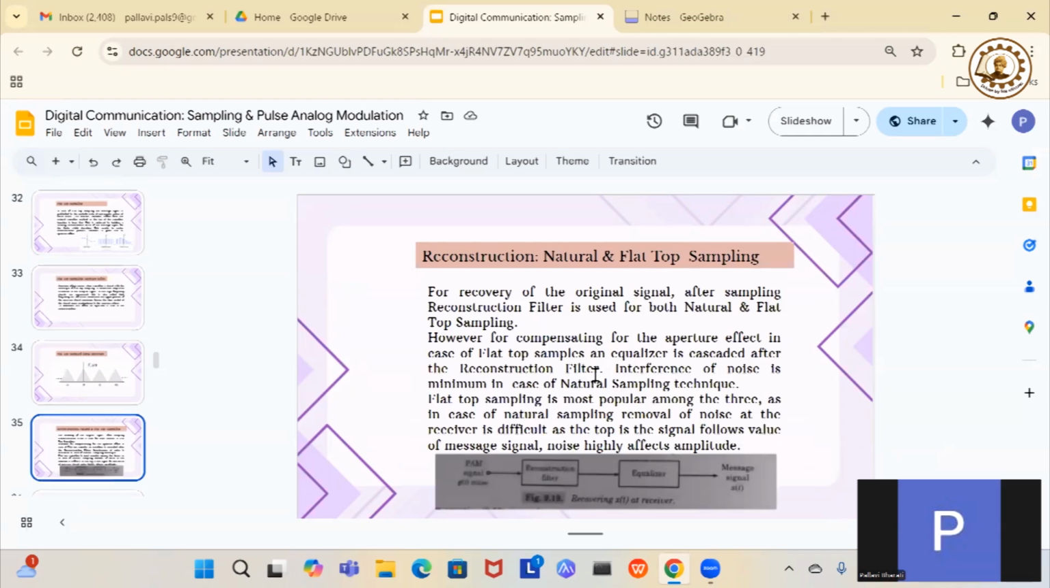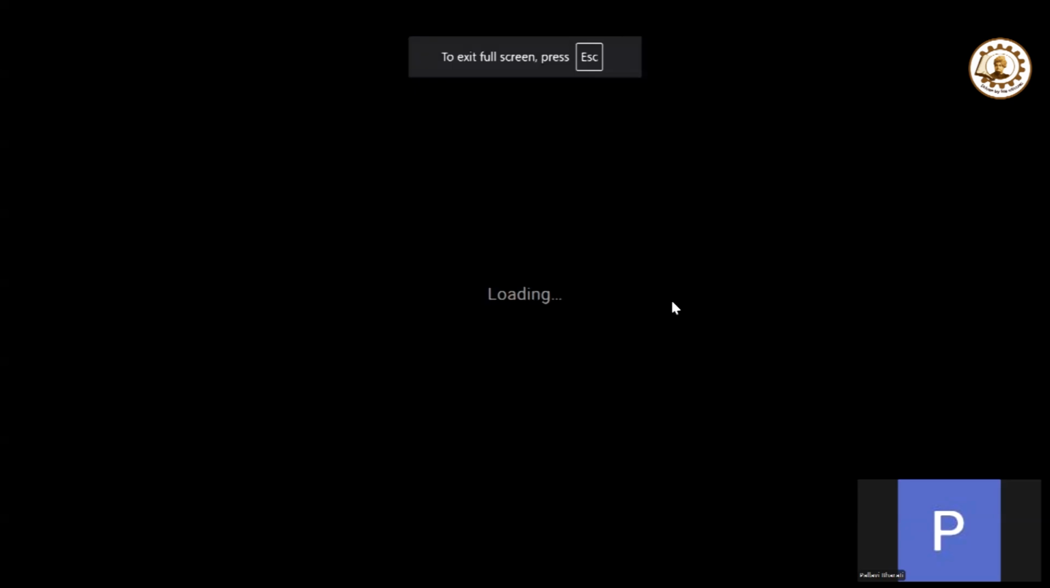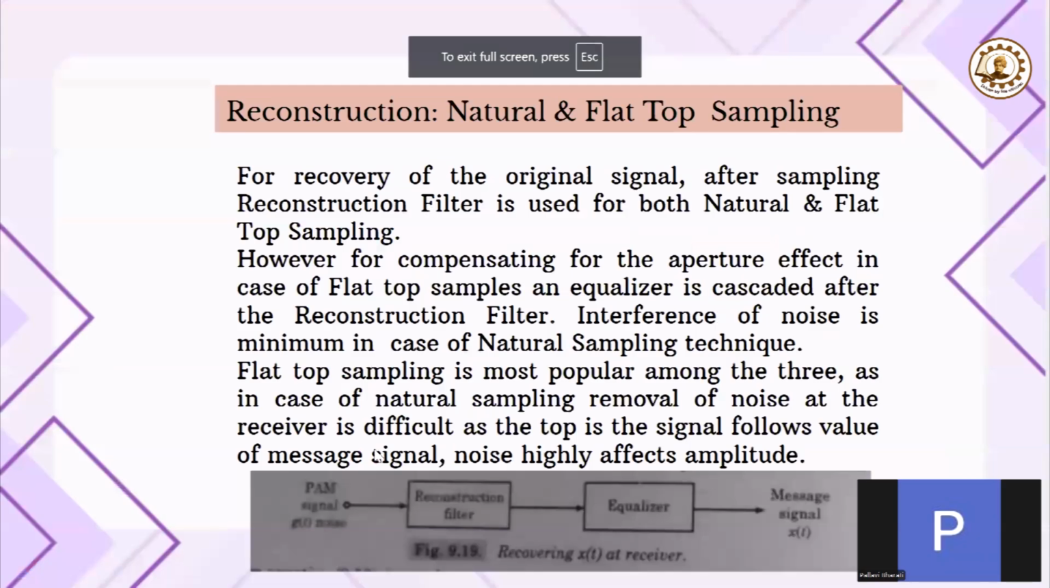Now for both the natural and flat top sampling, in the reconstruction process, what we use is a reconstruction filter, and an equalizer in case of the flat top sampling. However, for compensating for the aperture effect in case of flat top samples, an equalizer is cascaded after the reconstruction filter. Interference of noise is minimum in case of natural sampling.